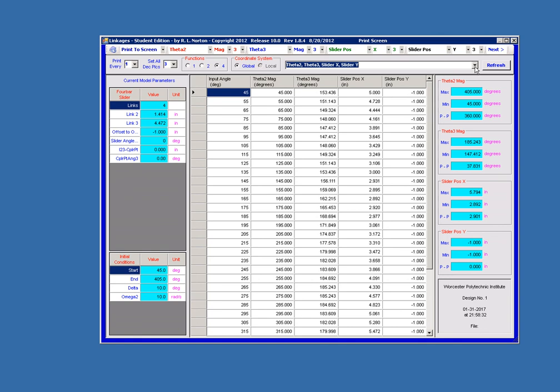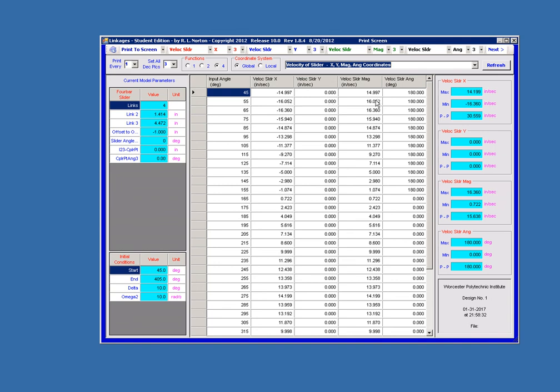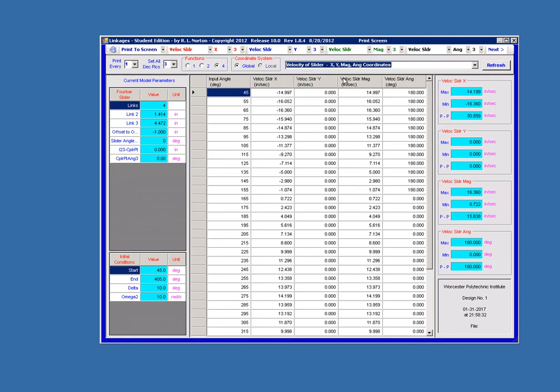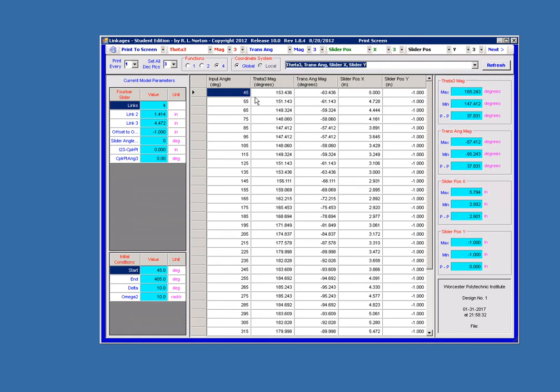and so now if I go to the velocity of the slider, there you can see the magnitude is 15, it's going to the left. And if we want the thetas, theta 3 here turns out to be 153.